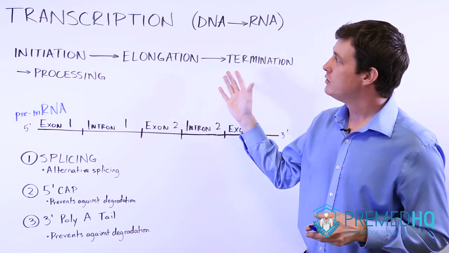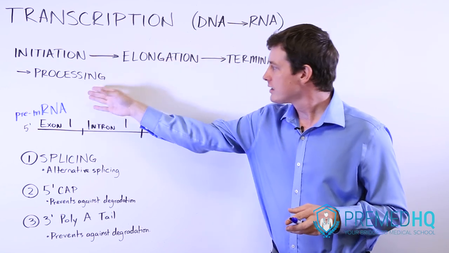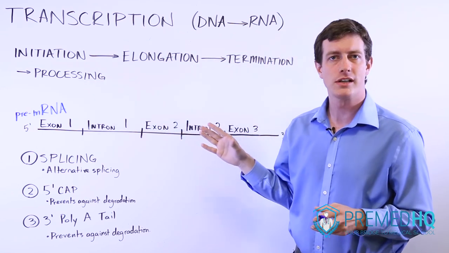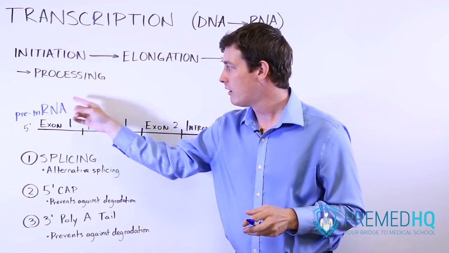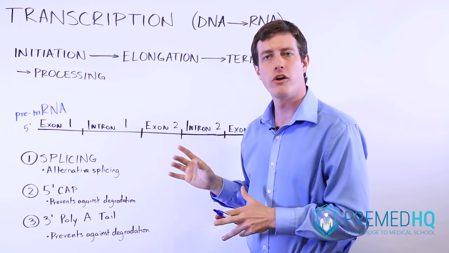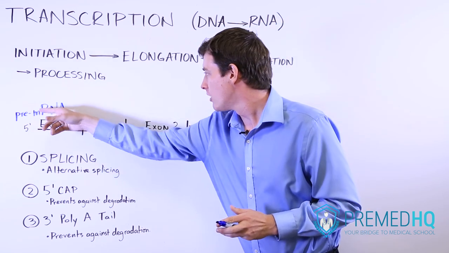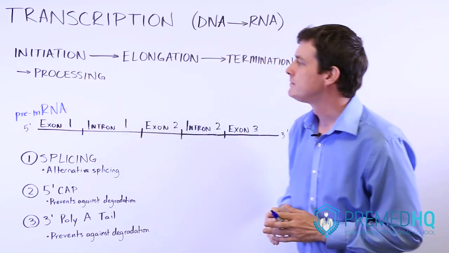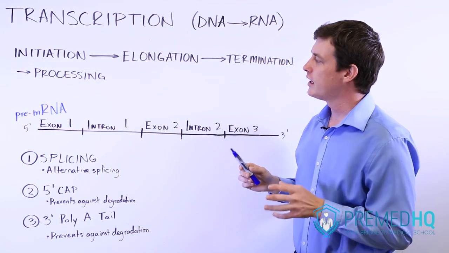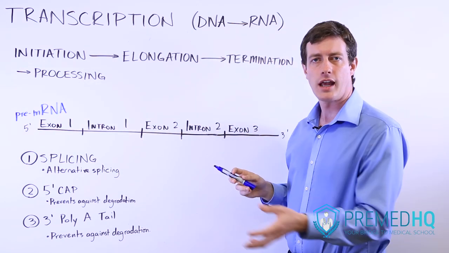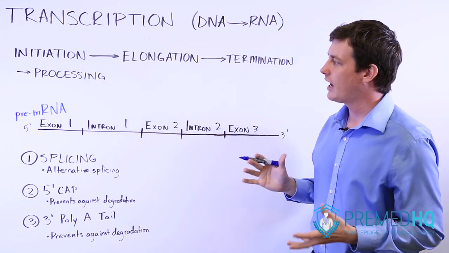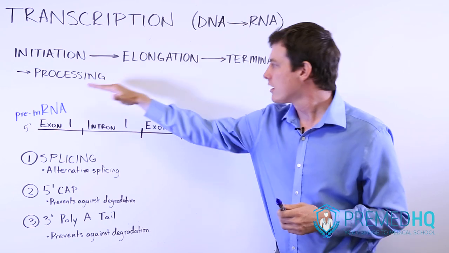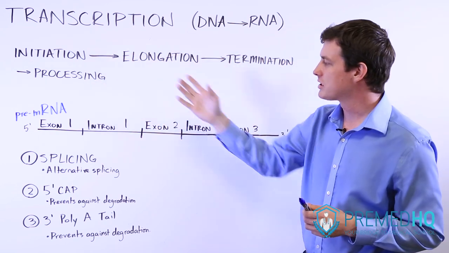Now we're ready to move into the processing of our primary transcript. And remember that primary transcript might be known as HNRNA, heterogeneous nuclear RNA, or pre-mRNA, pre-messenger RNA. And before it's ready to exit the nucleus and go be translated, there are a series of steps that have to happen in the processing stage of transcription.